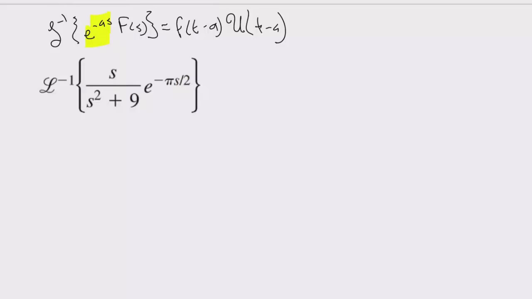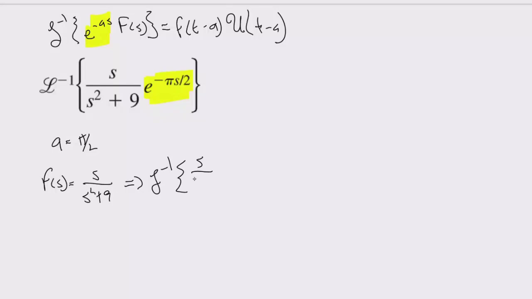So e to the negative as, so there we go, e to the negative pi s over 2 tells us that a would have to be pi over 2. And then s over s squared plus 9 is cosine, actually. So F of s is s over s squared plus 9. So if we look at the inverse Laplace of that, we should get a cosine of 3t.